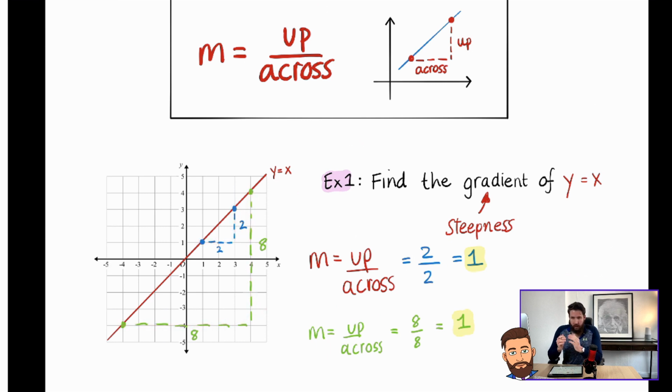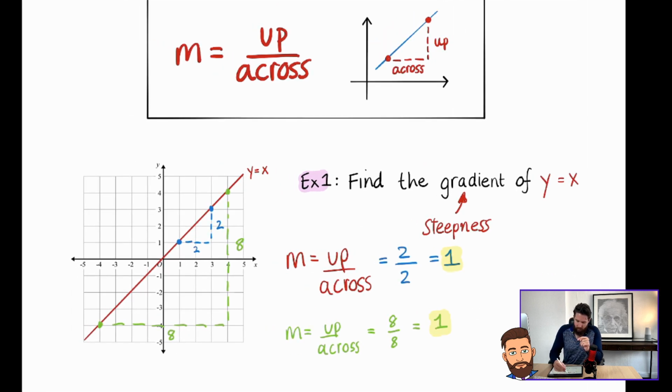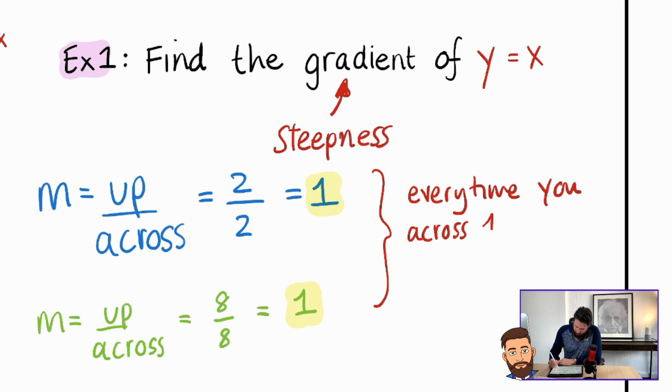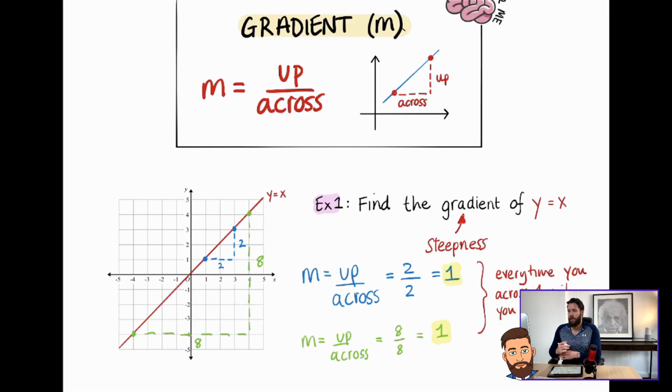Okay, so again, the gradient of 1 means the steepness of this line is across 1, up 1. So we'll make that note that the gradient of 1 means that every time you go across 1, you go up 1. Okay, let's make that note. Every time you go across 1 unit on the graph, you go up 1 unit. Okay, so that's our first example.